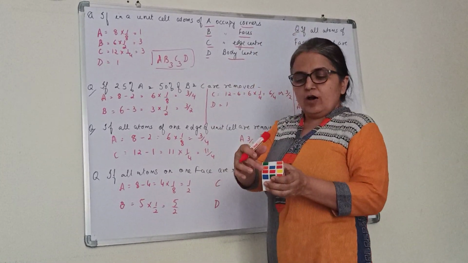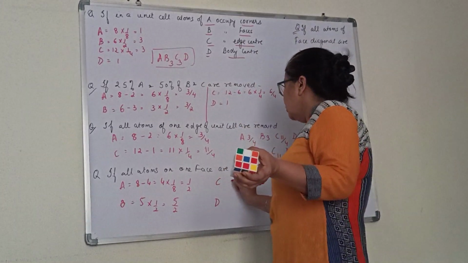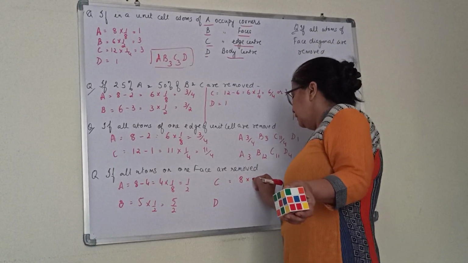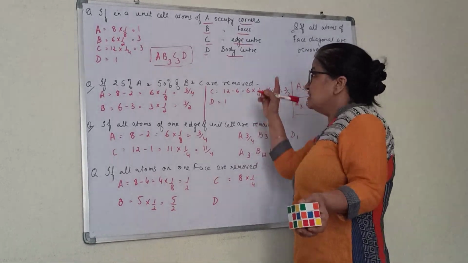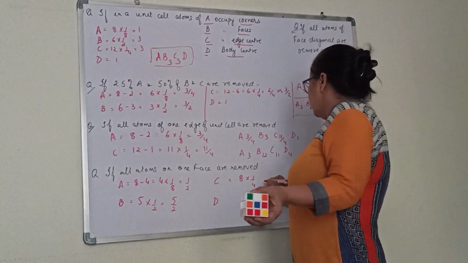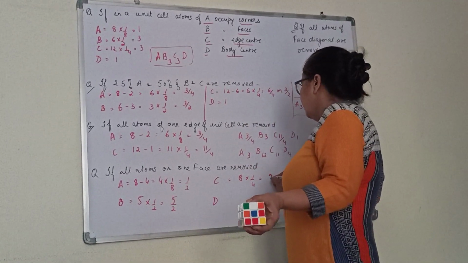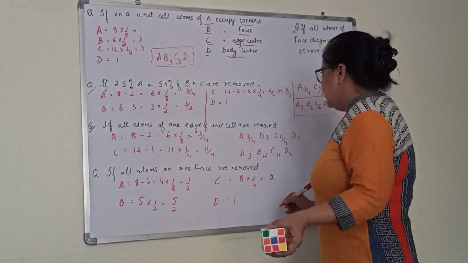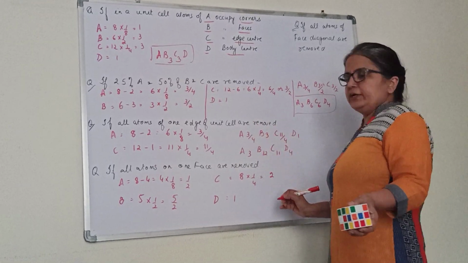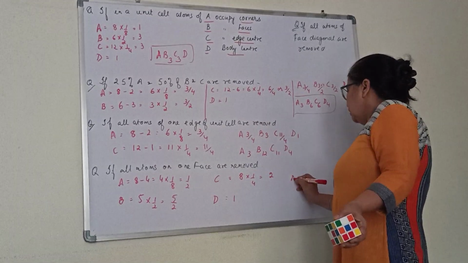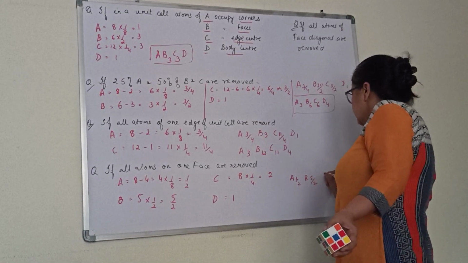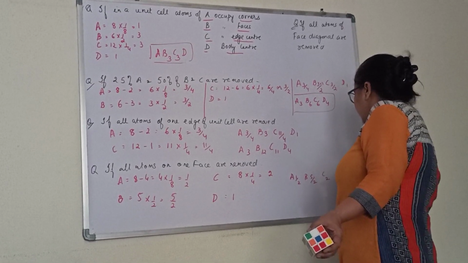C, edge center, how many are removed? 4 are removed. There were how many? 12. 12 minus 4, 8. 8 into 1 by 4, edge center. What is the contribution? 1 by 4. You are left over with 2. D, there is only 1. Let us simplify this quickly. This will multiply by 2. You will have what? A half. Let me write this. B, 5 by 2. C, you are having 2. D, you are having 1.